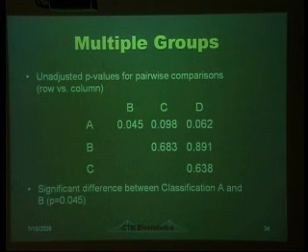So I've set that up in a table here. A versus B, the p-value is 0.045. A versus C is 0.098. A versus D is 0.062. And then B versus C is 0.683, and so forth. So based on those unadjusted p-values, if you don't make any adjustment, then you would find a significant difference between classification A and classification B, because the p-value is 0.045.